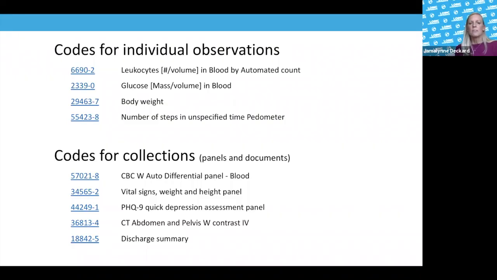The collections like discharge summary also fall under this category because they're a collection of information about a patient related to their discharge summary or their history and physical or whatever it might be. So any clinical notes related to that fall under collections or document codes.